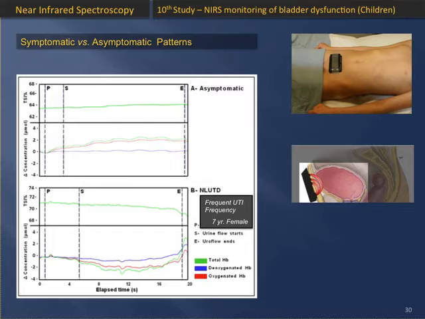Using this device, as I mentioned, we could get another data, which is tissue saturation index or tissue oxygen saturation level. And obviously, there was a difference between asymptomatic and symptomatic patients in terms of tissue oxygen saturation during voiding. As you can see, in normal cases, there was a gradual increase in tissue oxygen saturation of the Detrusor, while in dysfunctional cases, there was a gradual decrease in tissue saturation.